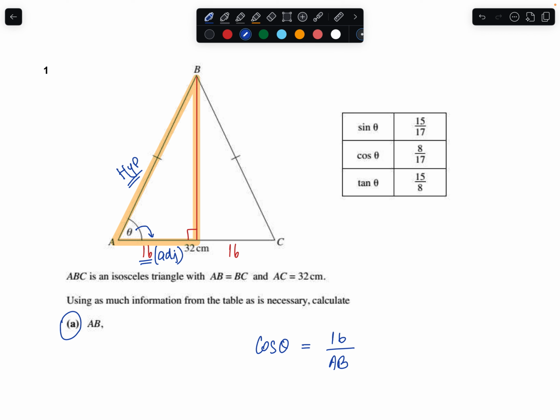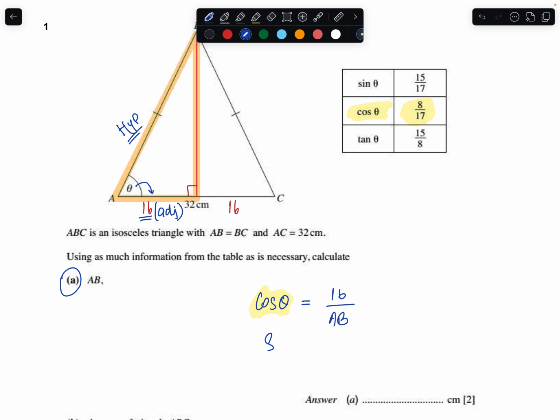Now, how do we go further? Here normally a calculator is needed, but here in P1, what he's done is he's already given you a value for cos theta. Look in the table, he has told you that cos theta is 8 over 17. So I'm going to replace this cos theta with its value, which he gave me in the question. I don't need a calculator. I'll write 8 over 17 in place of cos theta, which is equal to 16 over AB. And now I'll just cross multiply. So I'd have 8 times AB is equal to 16 times 17. I would not recommend calculating this because it's a P1. You want to keep the calculations as simple as possible.